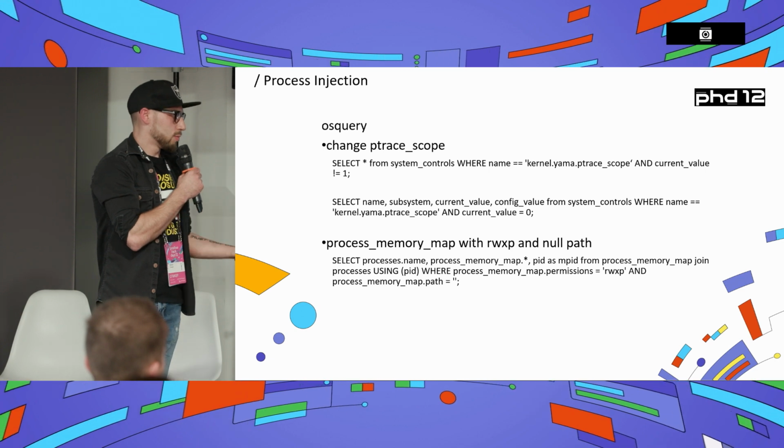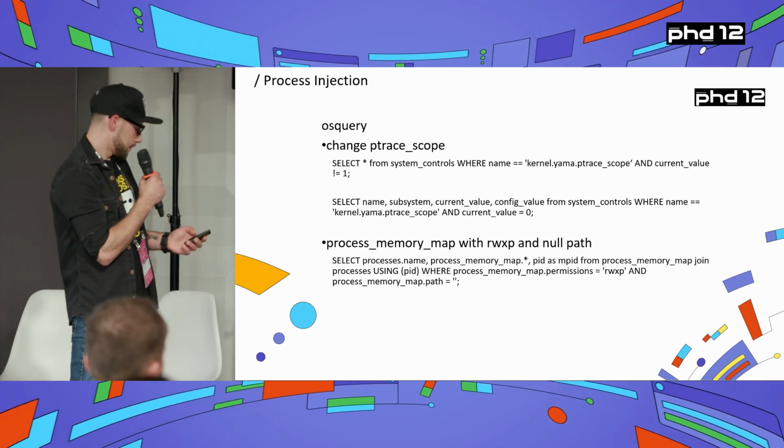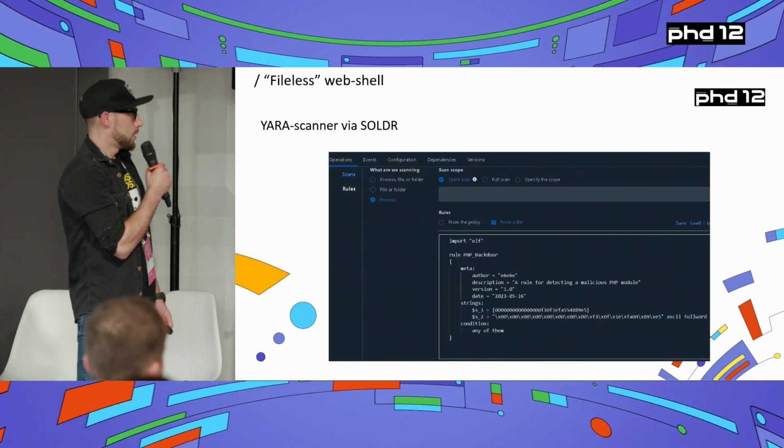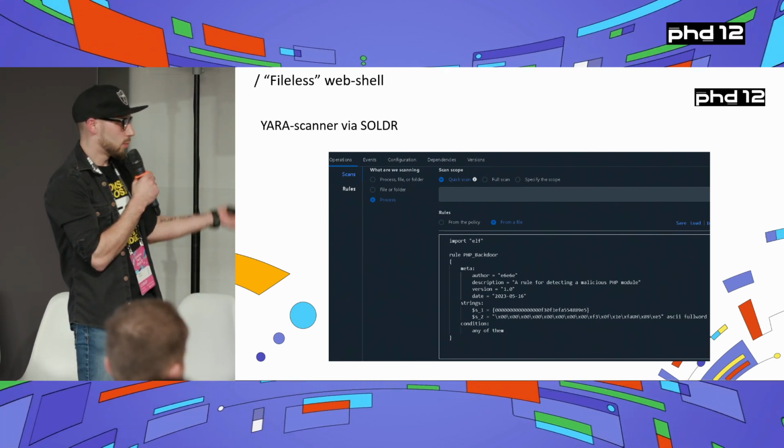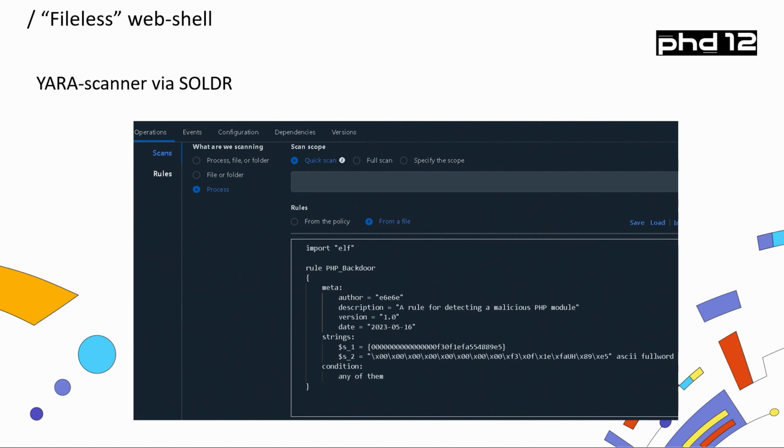The same can be done with osquery. They have different commands to run. If the code was uploaded, you can use the Yara scanner via SOLDR. This is how it looks. This is the interface. You can scan either the file or the RAM. You can use the pre-made policy in SOLDR, or you can create your own rules and run the scan. This is exactly what we did.